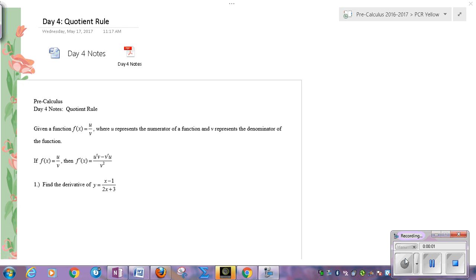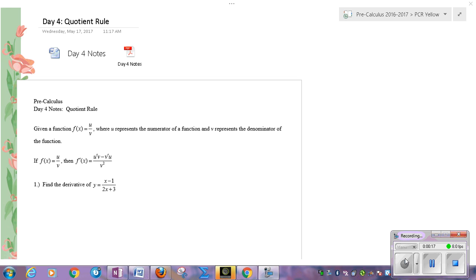Hey guys, today we're going to talk about the quotient rule. So you've done power rule, we've done product rule, now we're going to throw into the mix the quotient rule. So if you're given a function where you are dividing two things, remember that's what quotient means, you're dividing.